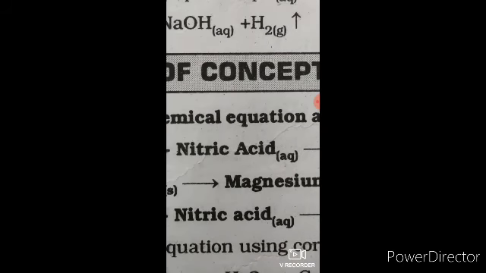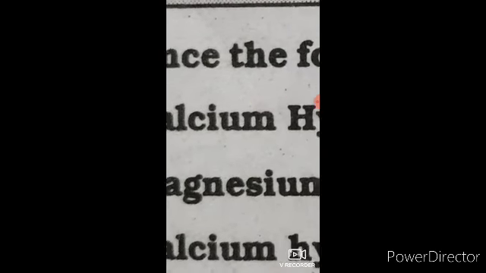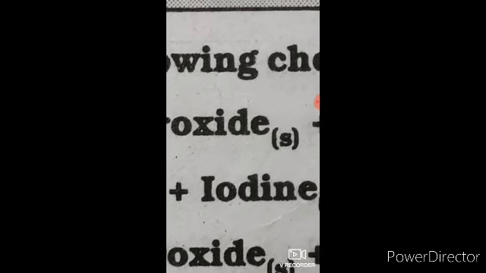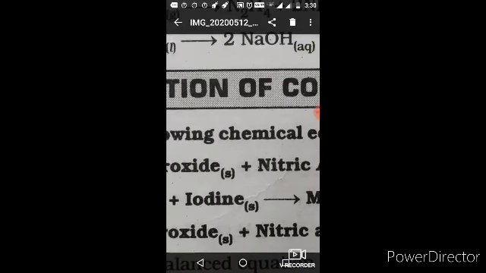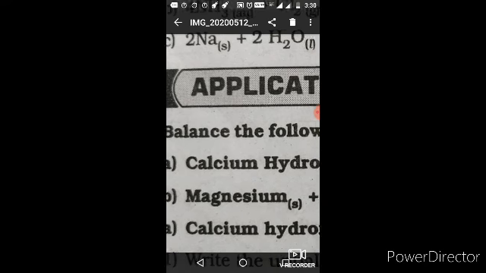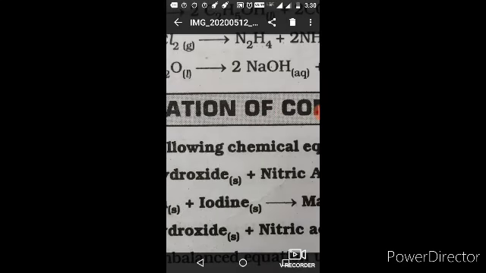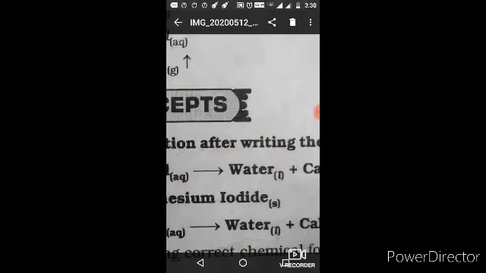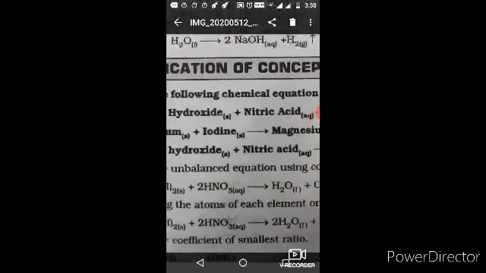Like that they will ask. Next, one more example: when magnesium reacts with iodine, what product will be formed? Write the chemical equation and balance it. For that question you have to write magnesium solid, iodine solid. When magnesium reacts with iodine, it forms magnesium iodide. You can see below.